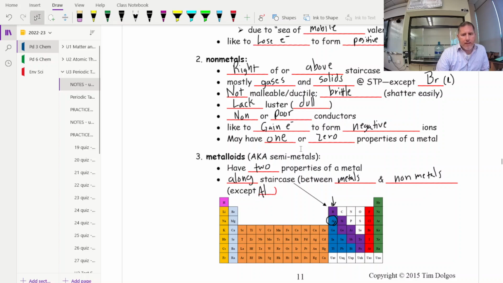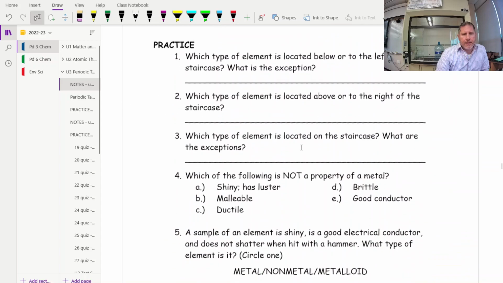All right. Here are some questions based on that. Which type of element is located below or to the left of the staircase? What is the exception? That's not too bad. We know what type of element is located below. We know that's metals. But there's one element far to the left, and it is not a metal, and that's hydrogen. Hydrogen is the exception.